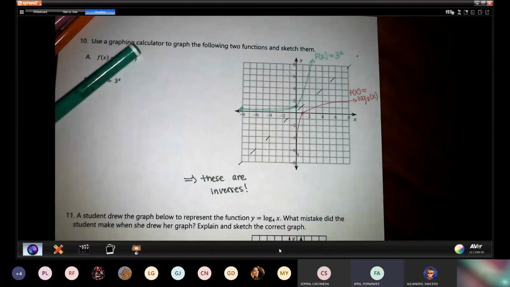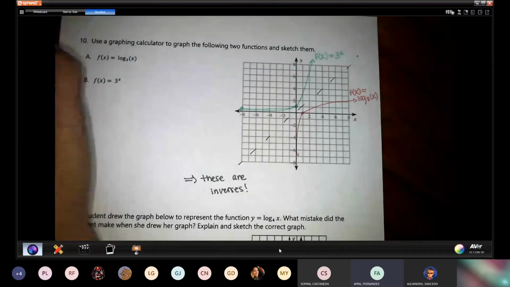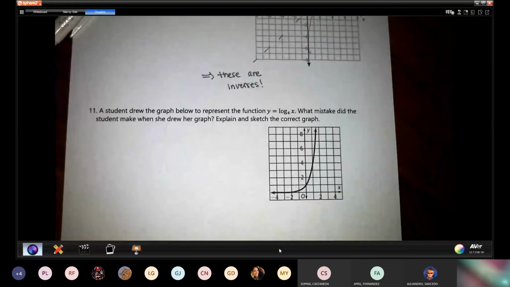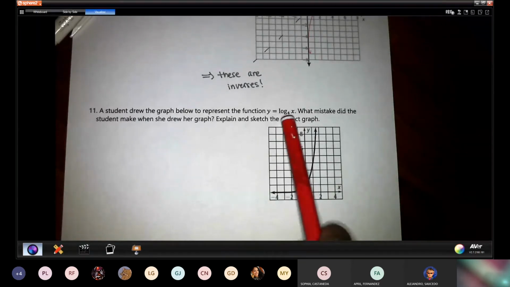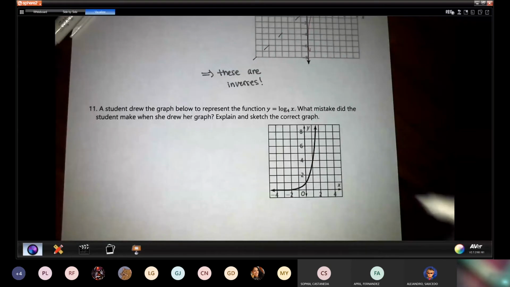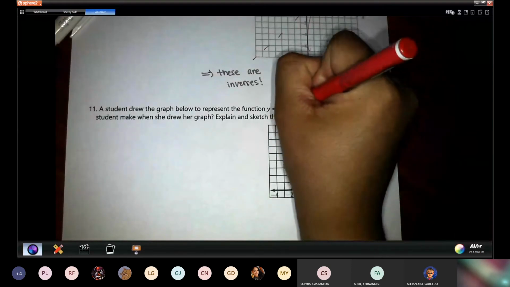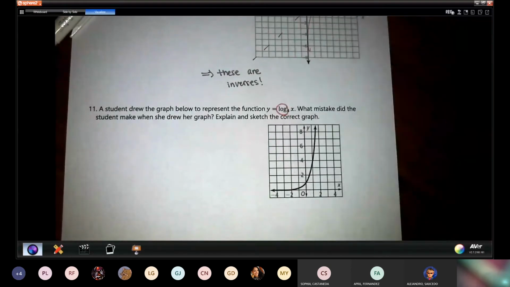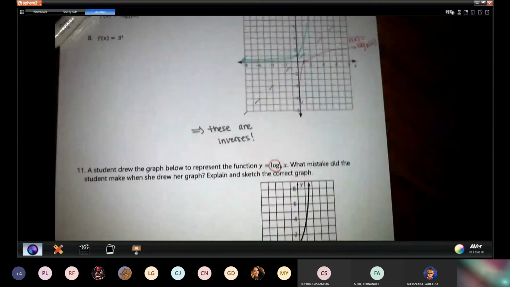From here, for this one, all we have to do is talk about what mistakes you made. So what mistake did you make? This is what kind of graph? It's a log graph. Does this look like a log graph based on what we just did up here?